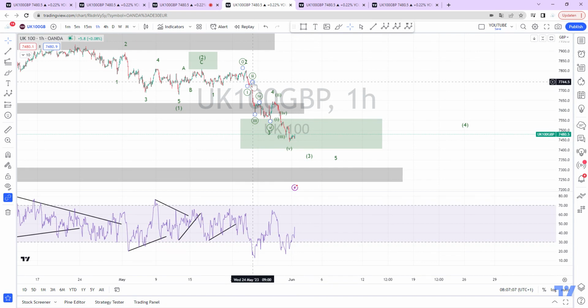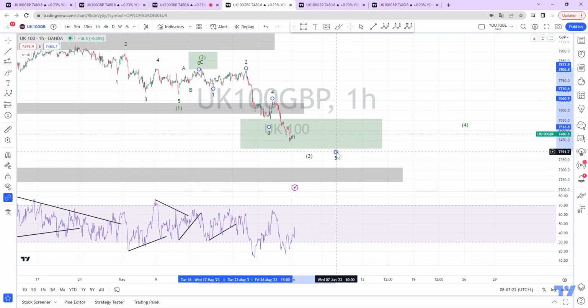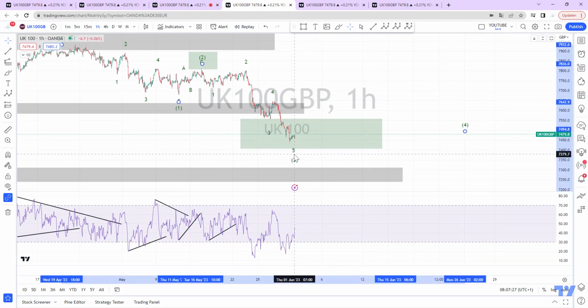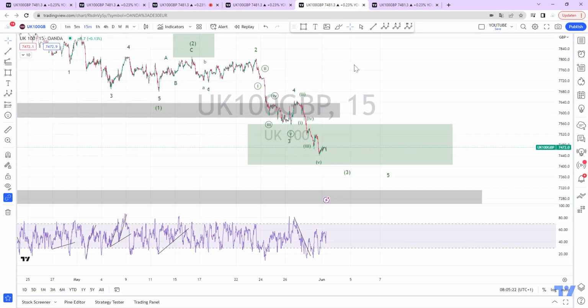Maybe let's clean this a bit. So this makes it more clear. So we have our 1 2. For now I will take this as a 3. This was a 4, and so I believe 5 is in or will be in soon, which means that our wave 3 of the higher degree is also in, and we can have a reaction to the upside from here.